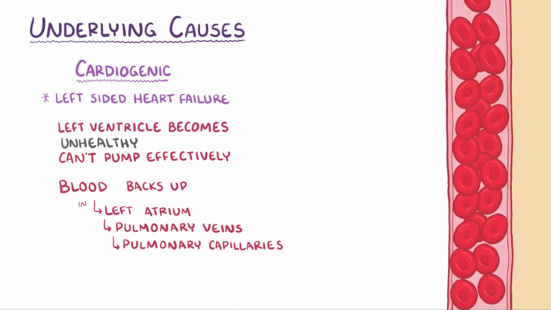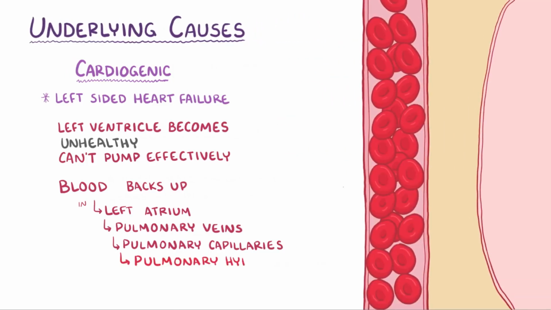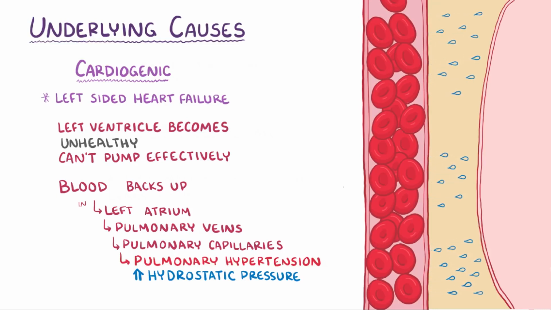The extra blood in the pulmonary capillaries causes pulmonary hypertension, which is an increase in the hydrostatic pressure of the pulmonary blood vessels. And this pushes more fluid into the interstitial space of the lungs, which leads to pulmonary edema.